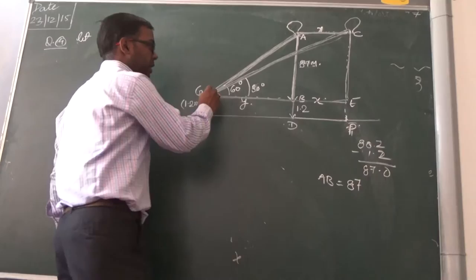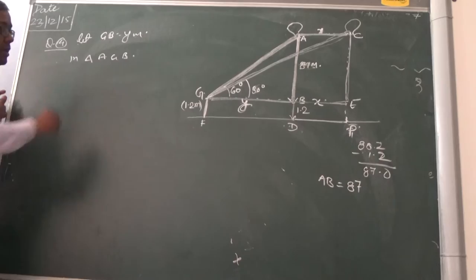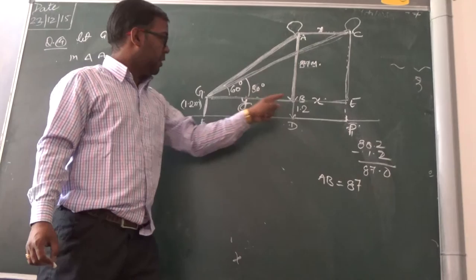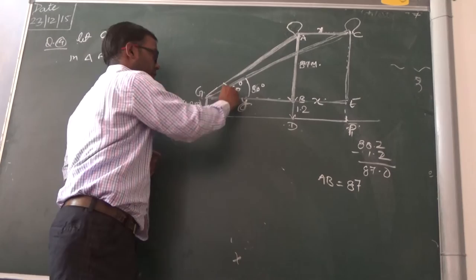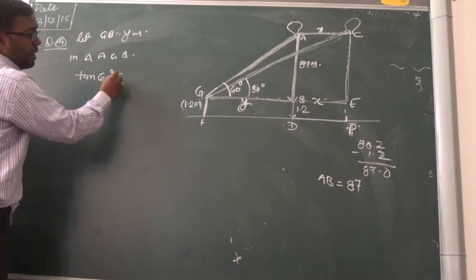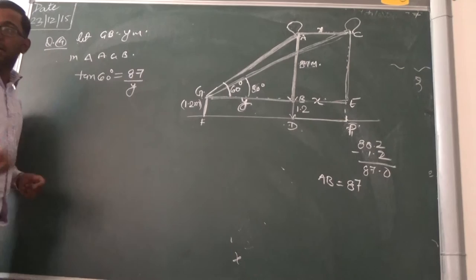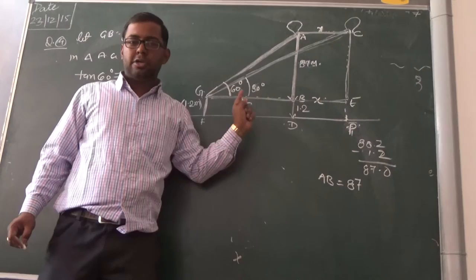Now start with the smaller one, the first triangle, triangle AGB. How much angle is there? 60 degrees. Tan theta. So tan 60 degrees is equal to perpendicular, which is how much? 87 upon y. Now it is clear. Because the information will go only in y. If you take the other triangle, then x plus y will trouble you. Say yes or no. So 87 upon y. Fine.